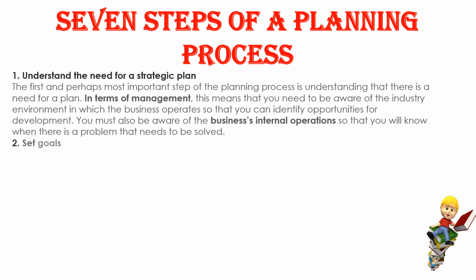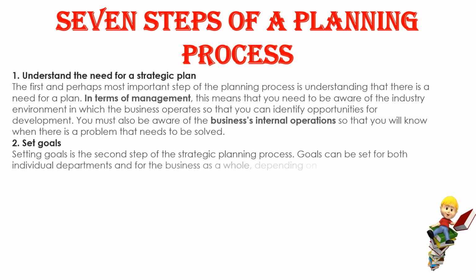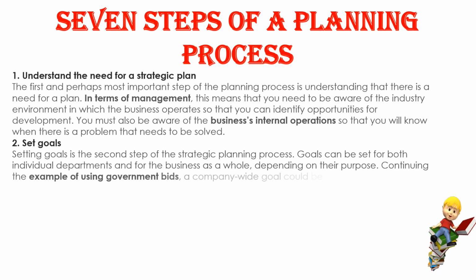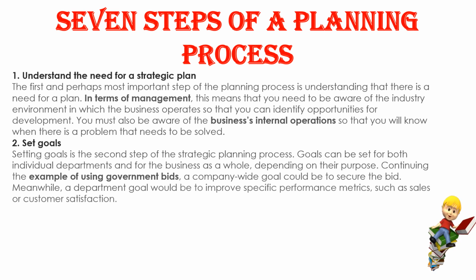The second one is set goals. Setting goals is the second step of the strategic planning process. Goals can be set for both individual departments and for the business as a whole, depending on the purpose. Continuing the example of using government bids, a company-wide goal could be to secure the bid. Meanwhile, a department goal would be to improve specific performance metrics such as sales or customer satisfaction.